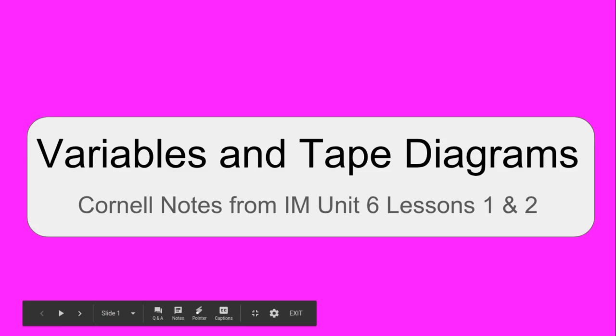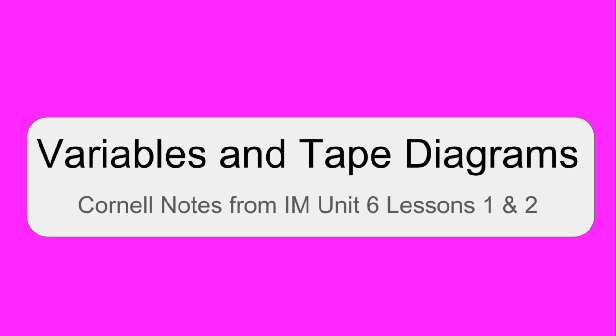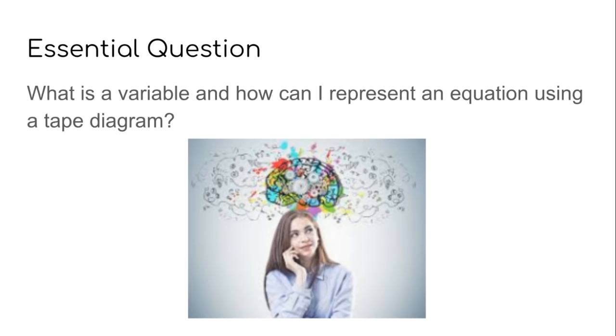This is Miss Hamilton, and we are going to be filling in our Cornell notes today from our Unit 6, Lessons 1 and 2. And we're talking about variables and tape diagrams. So, our essential question today is, what is a variable and how can I represent an equation using a tape diagram? I'm going to help you answer these questions as you're going through and filling in your Cornell notes. I highly suggest you hit pause so you can make sure you have everything you need, and then hit play to continue along with the video.